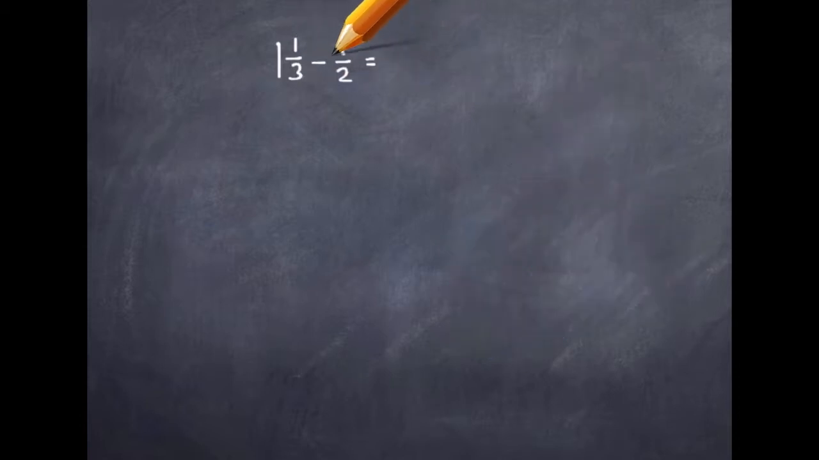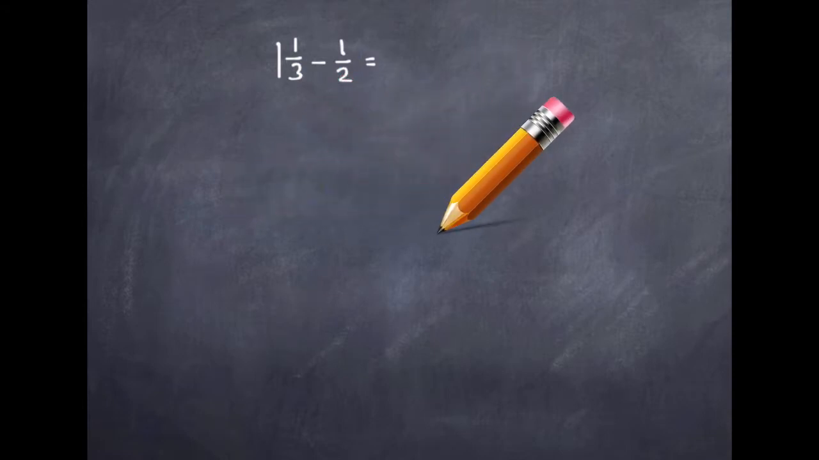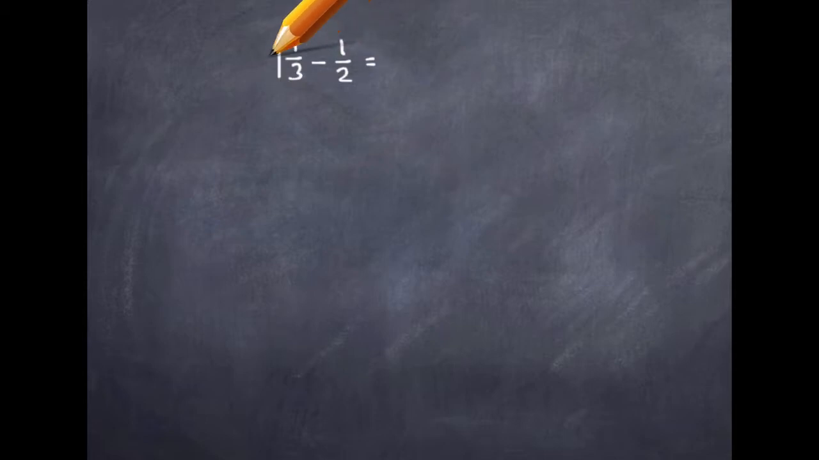Alright guys, so as you can see, I have my first problem already written up here. In this one, we're going to be subtracting 1/2 from 1 1/3. So I have more than a whole here, and then I have less than a whole over here. So I'm going to be subtracting one from the other. And the first thing I'm going to want to do is draw this out. I'm going to start with my 1 1/3 first.